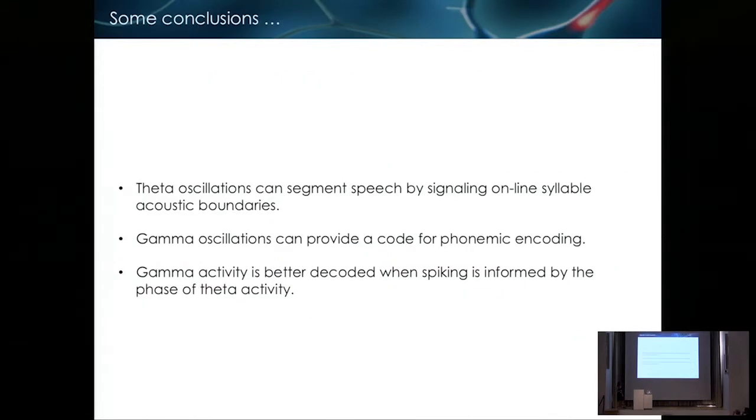Okay, so theta oscillations can segment speech by signaling online syllable acoustic boundaries. Gamma oscillations can provide a code for phonemic encoding. And gamma activity is better decoded when spiking is informed by the phase of theta activity. I think we are safe with these conclusions.